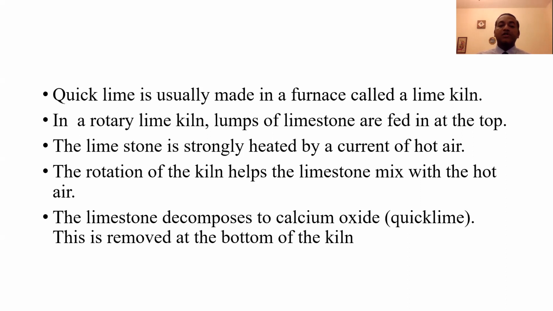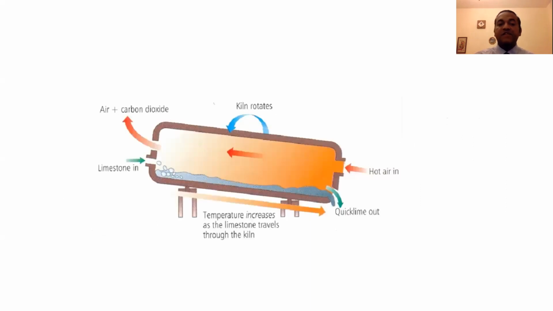Then this is removed at the bottom of the kiln. So let us see the image of this kiln. Okay, so this is the kiln and it is rotating. So guys, although in the picture that I show it looks very small, in reality this machine can be as long as 50 meter. Okay, 50 meter, very long.